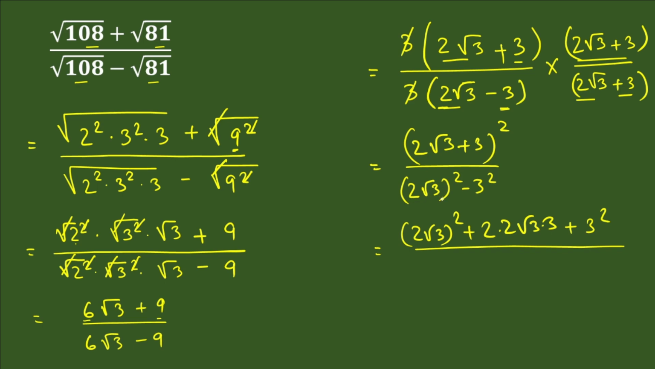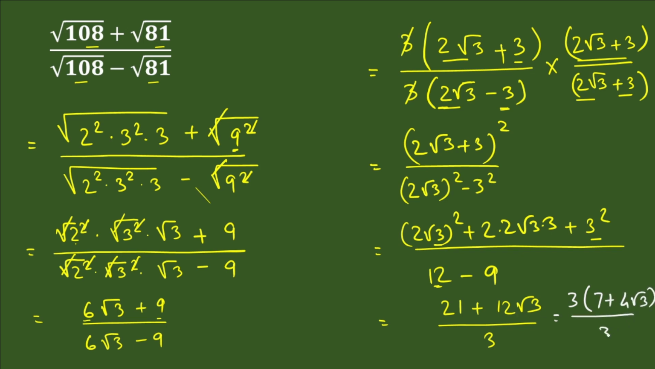And in the denominator we have 2 square root 3 whole square. 2 square is 4 multiplied by 3 is 12, so it is 12 minus 3 square is 9. Now the value of this square we have calculated is 12, and 3 square is 9, so 12 and 9 is 21. And here we have plus, 2 multiplied by 2 is 4, 4 multiplied by 3 is 12, so it is 12 square root 3. Now divided by 12 minus 9 is 3. Now from the numerator we can take 3 common, so here it is 7 plus 4 square root 3. In the denominator we have 3, so here 3 and 3 are cancelled. Now finally we have 7 plus 4 square root 3, and this is the answer of this problem.